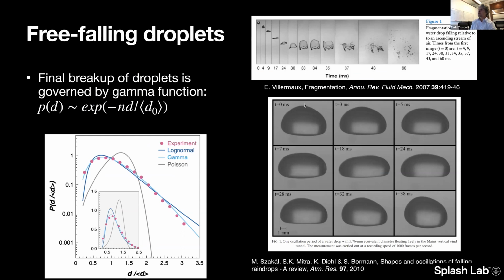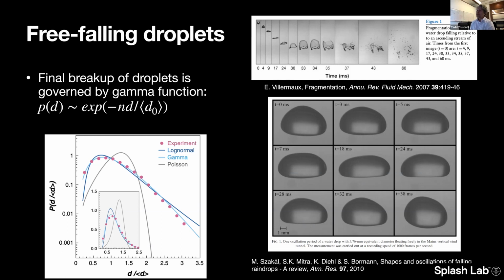You can see the work of Villermo here. This is a wonderful review in the Annual Review of Fluid Mechanics. You can see how a droplet will fall. If it's a little bigger than the capillary length, it will come down and then eventually it will form a bag and then the bag will break up. And this is what is thought to happen to most largish droplets as they fall, especially in a lab setting.